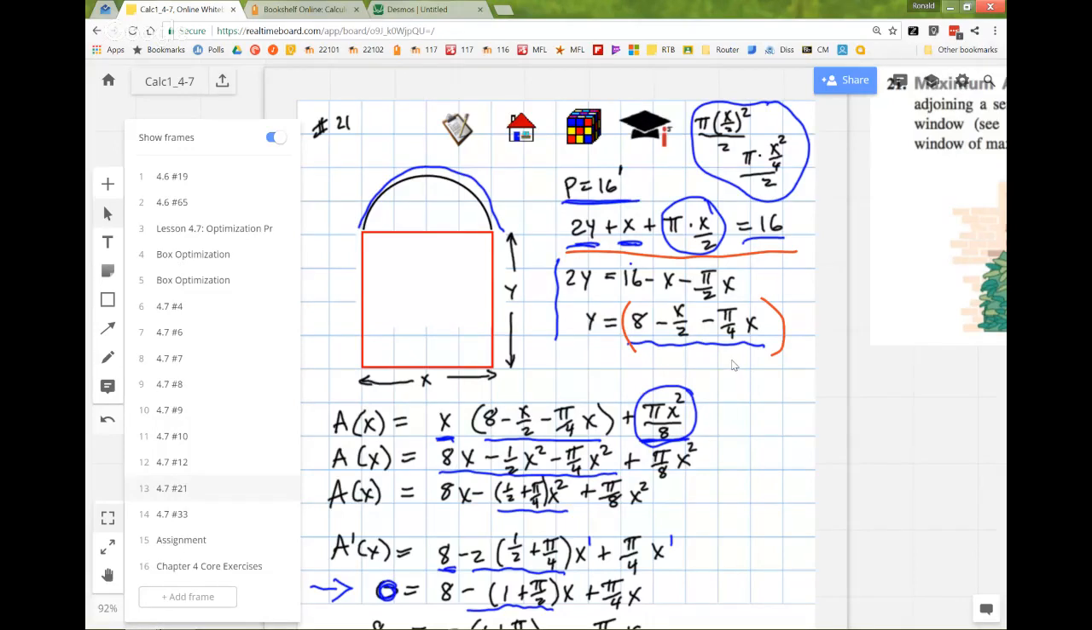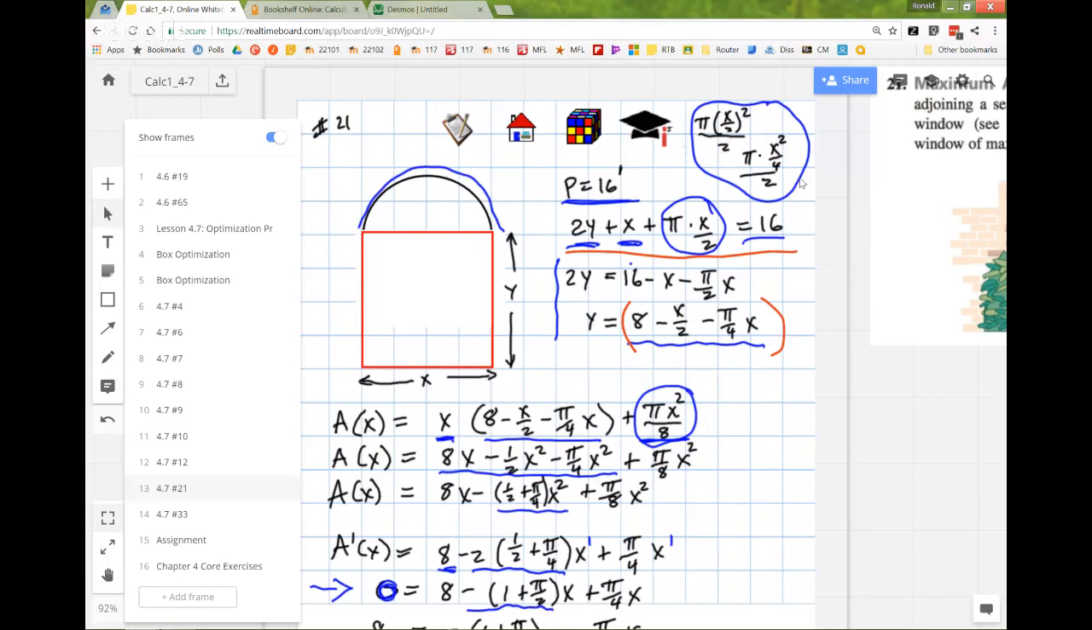Now, can we get the maximum area out of this window? So how do you find the area of this? Well, it's the area of the rectangle plus the area of the semicircle. So here's the area of the rectangle: X times my new Y. The area of the semicircle. What is that? Pi r squared. What's r? X over 2.